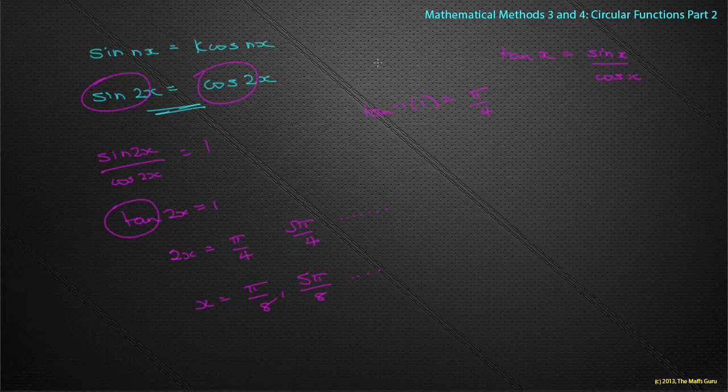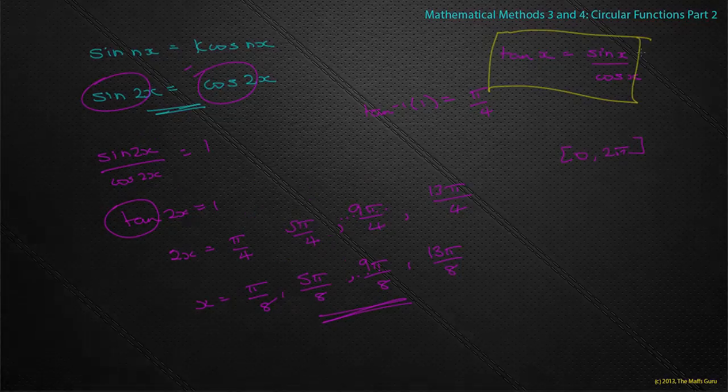Let's just assume that this went between 0 and 2 pi. Well, then that would suggest there were at least another 2 I could find, because there would be 9 pi on 4 and 13 pi on 4. And how do I know that? Because if I divide these by 2, I get 9 pi on 8 and 13 pi on 8, none of which are bigger than 2 pi, and there are my solutions. So a bit of a trick there, really. It's using this idea that tan is equal to sine divided by cos.